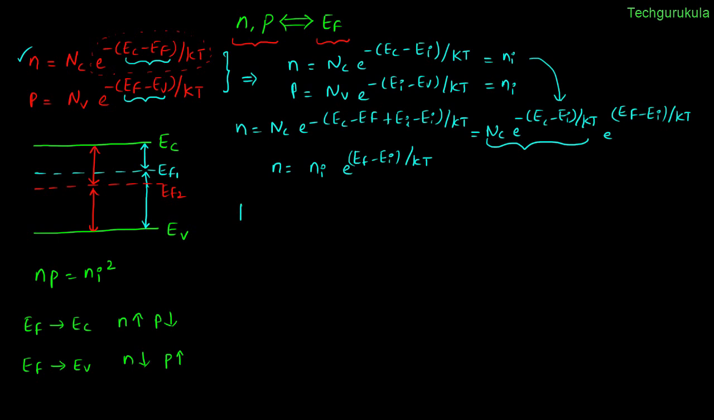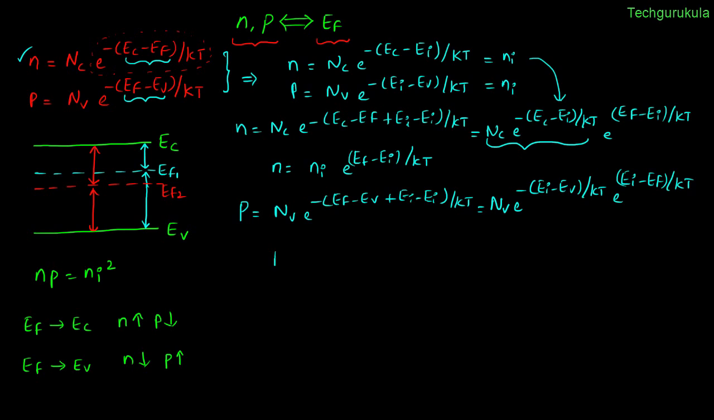Now similarly, for the hole concentration in valence band, we can write it as Nv times e power minus of (Ef minus Ev). We can add Ei and subtract Ei over kT, and we can write this as Nv times e power minus of (Ei minus Ev) over kT times e power (Ei minus Ef) over kT, and we can write this as p is equal to ni times e power (Ei minus Ef) over kT.